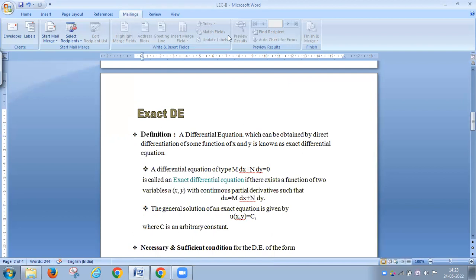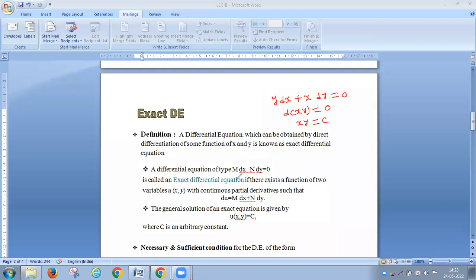For example, consider y dx plus x dy equal to 0. This is nothing but the differential of xy, d of xy equal to 0. If you integrate it, you will get xy equal to c. Like this, we define the exact differential equation. y dx plus x dy equal to 0 is an exact differential equation.